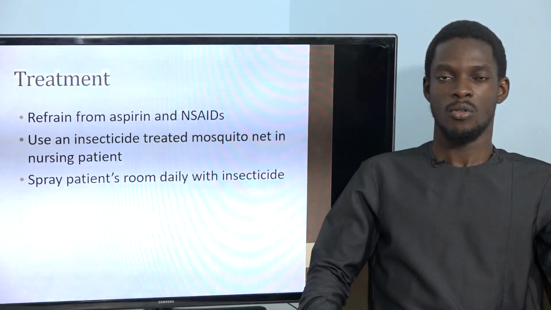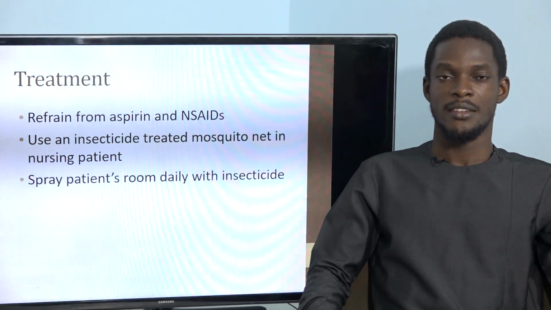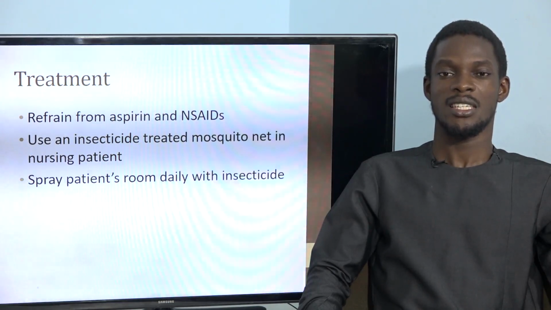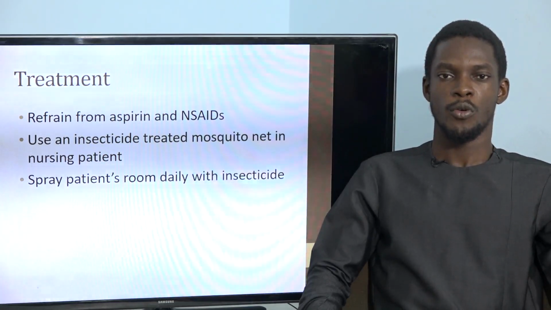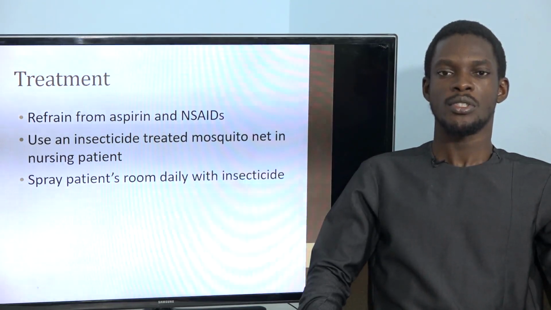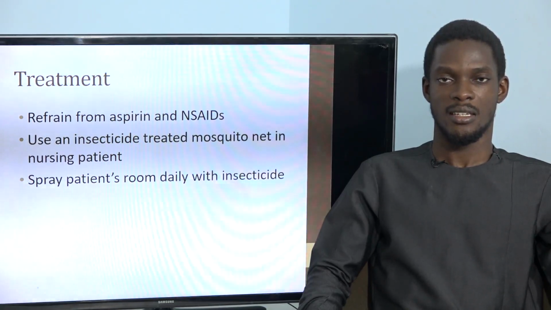Furthermore, in the signs and symptoms of this disease, you will note that there is bleeding. Giving aspirin will ensure that platelet aggregation does not take place as it is supposed to. And if platelet aggregation is not taking place, the patient might bleed to death. Therefore, you want to refrain from aspirin and NSAIDs. You also want to use insecticide-treated nets in nursing the patient, and you want to spray the patient's room with an insecticide to prevent the spread of the infection within the hospital environment.